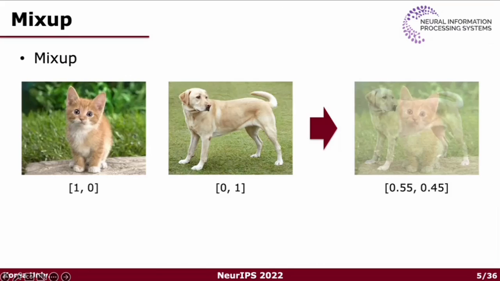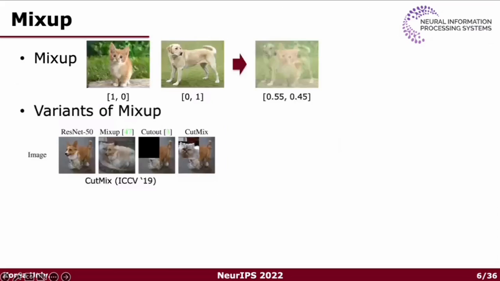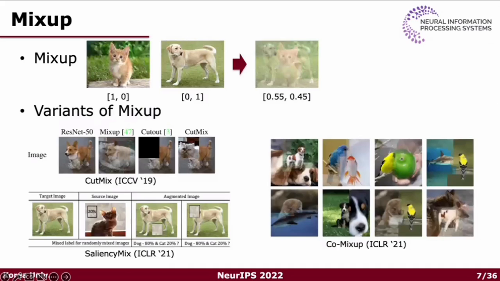Mixup is a commonly used data augmentation which generates new samples through interpolation. CutMix is a variant of Mixup that generates a new sample via cut and paste methods. And more recent studies adopted the saliency information for Mixup to preserve the discriminative regions.